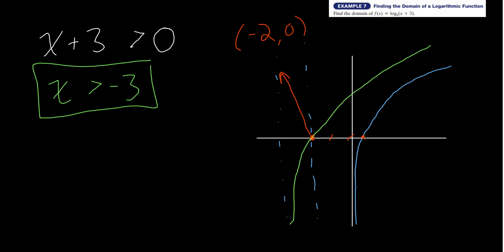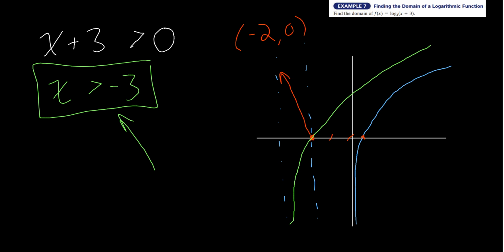So all that to say this: since we're adding 3 to the variable, we shift left 3 units. We know that originally the vertical asymptote, or the domain, of our logarithmic function is from 0 to infinity. So we're just going to shift that left 3 units. Instead of being from 0 to infinity, we're going to say from -3 to infinity. And of course, that's what we did right here algebraically.